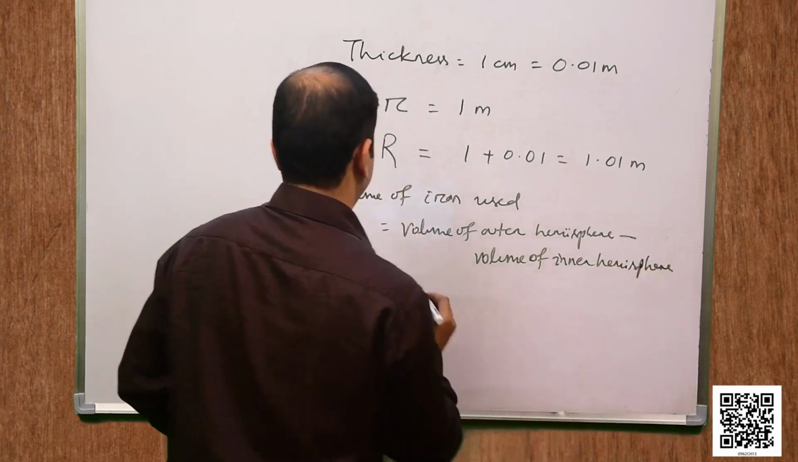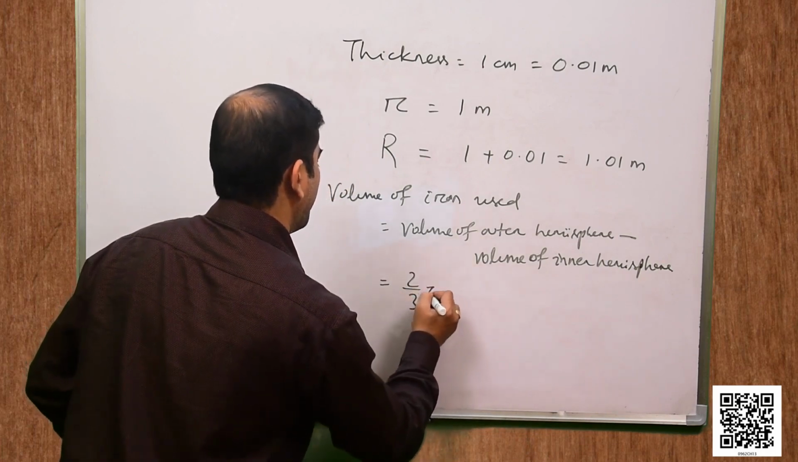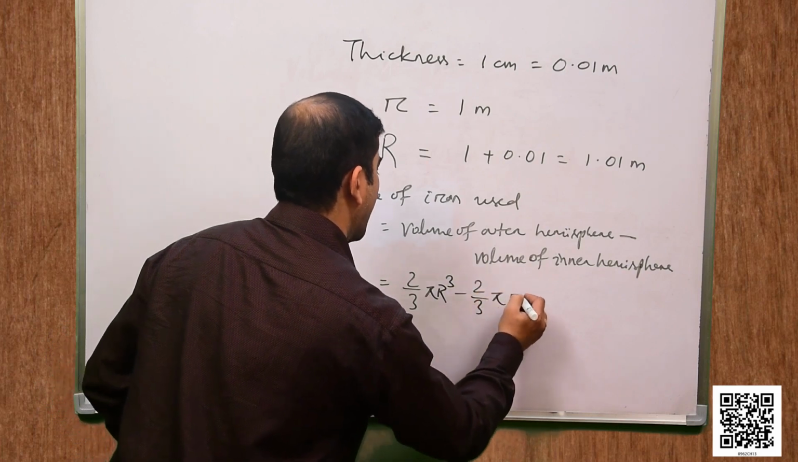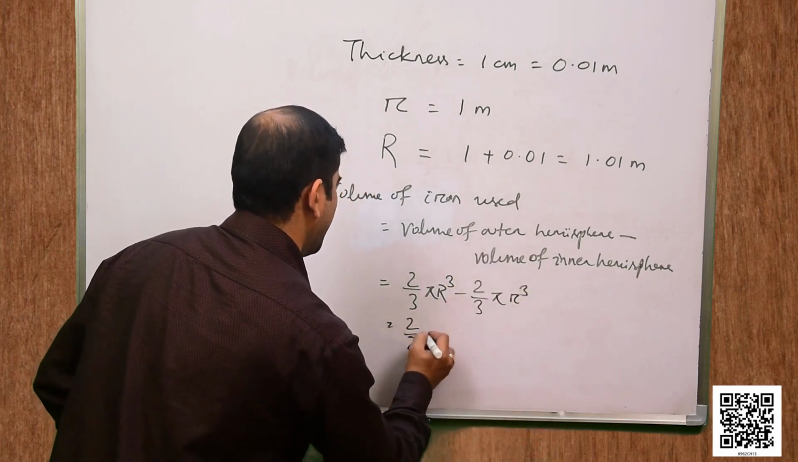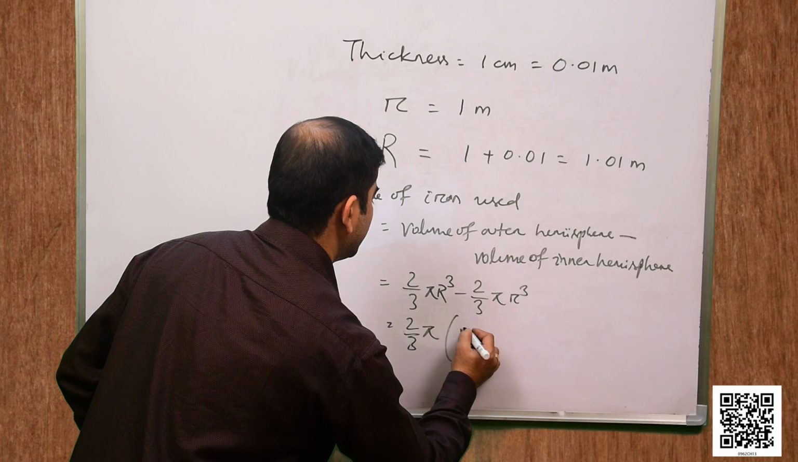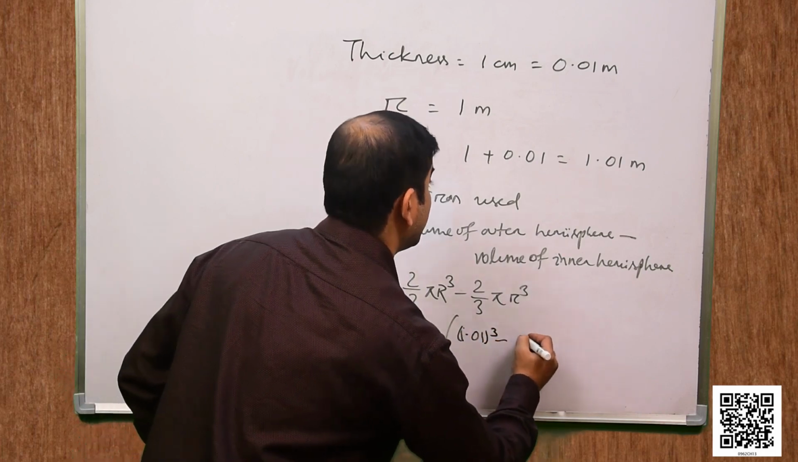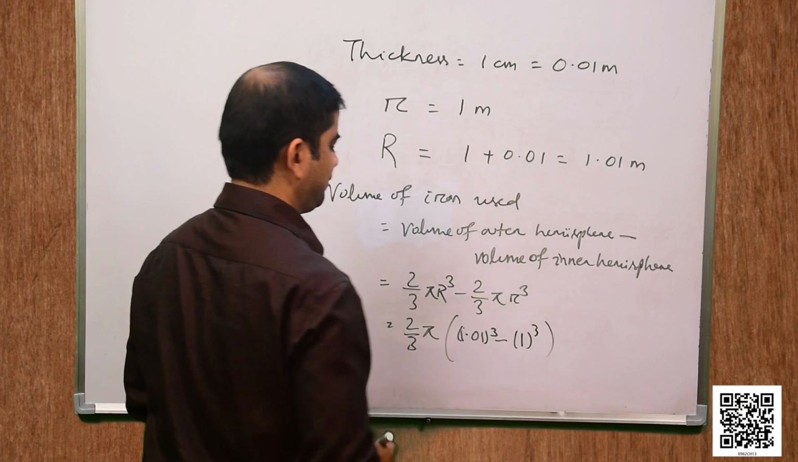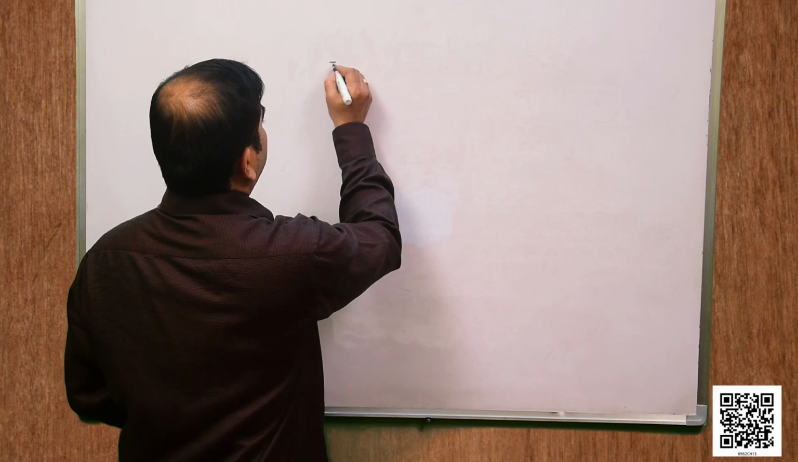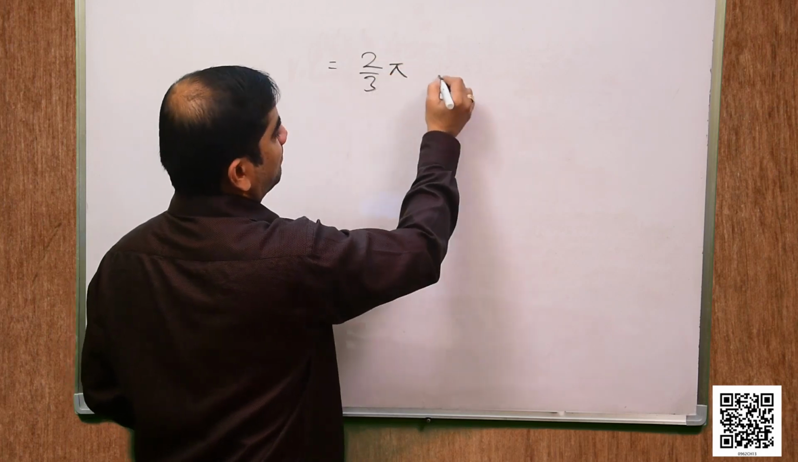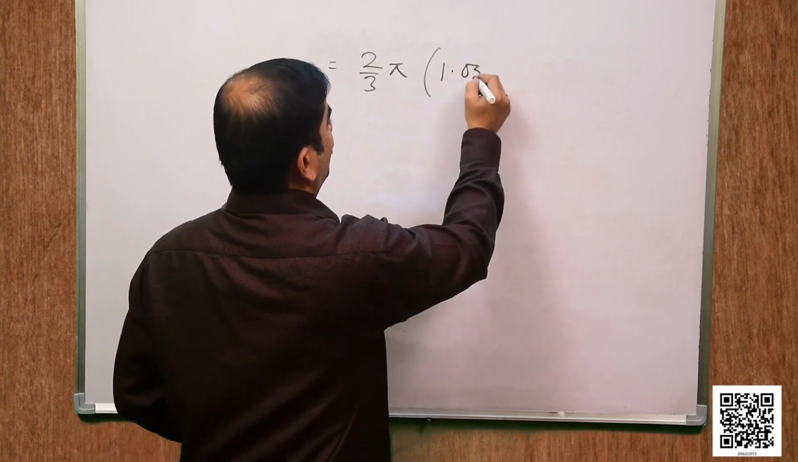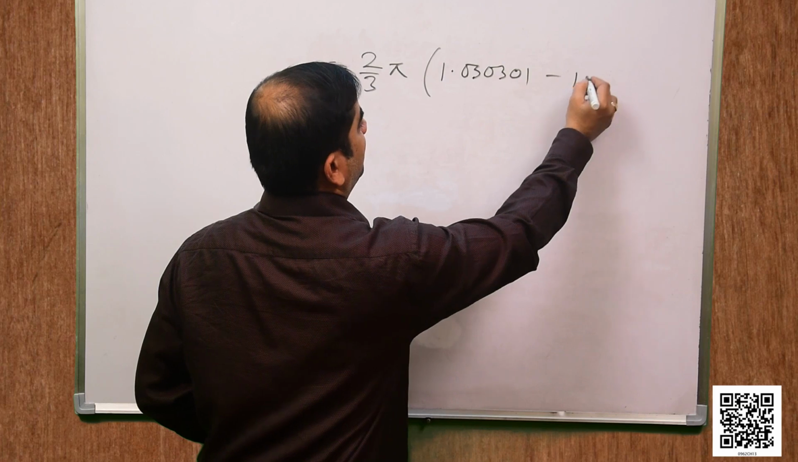hemisphere, that is equal to 2 by 3 pi R cube minus 2 by 3 pi r cube. So, 2 by 3 pi, what is R? Is 1.01 cube minus 1 cube. Okay. So, when we calculate further, we will get it as 2 by 3 pi 1.01 cube, that is equal to 1.030301 minus 1 cube is 1.